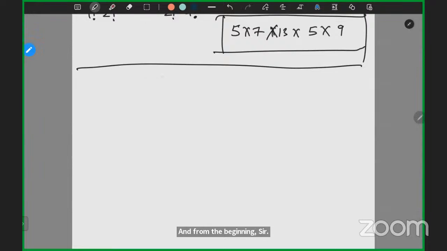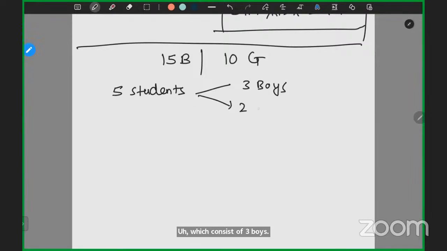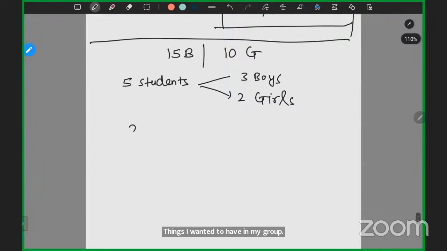Let's see. I have 15 boys and 10 girls. I need to form a group of 5 students, which consists of 3 boys and then 2 girls. This is what I want to have in my group.